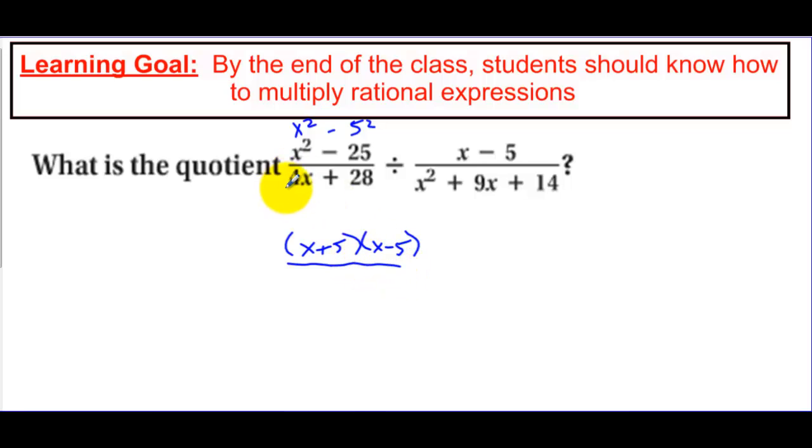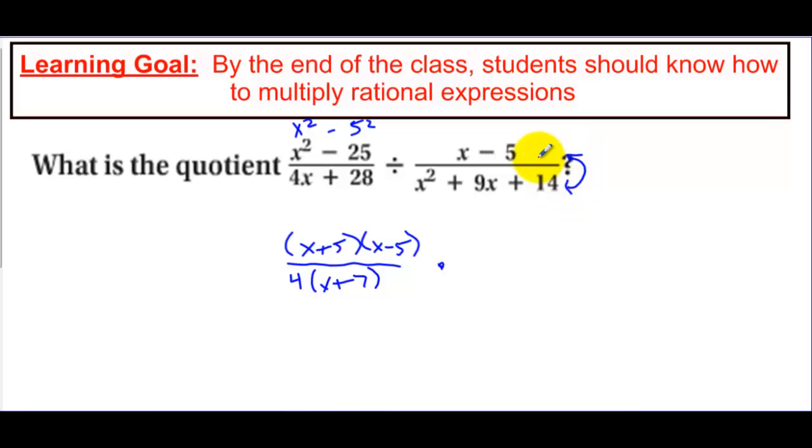Okay, 4x plus 28 is linear. There's no squared here, so I can't use methods like this. The only thing I can look for is GCF, and it does have a GCF. I can say 4 times x plus 7. Okay, and now the second one is where I want to do my flip.